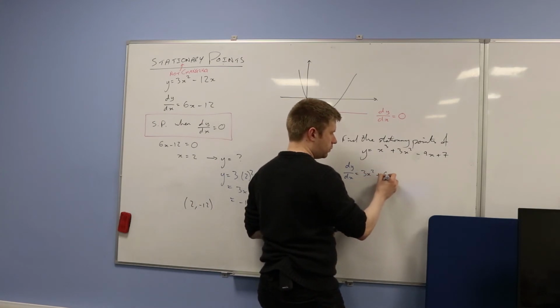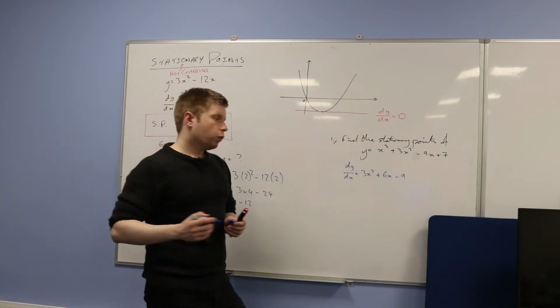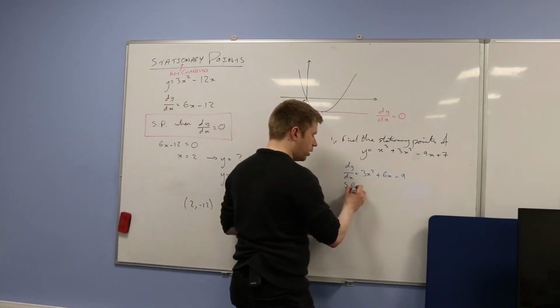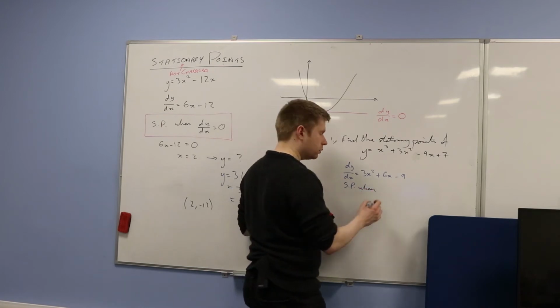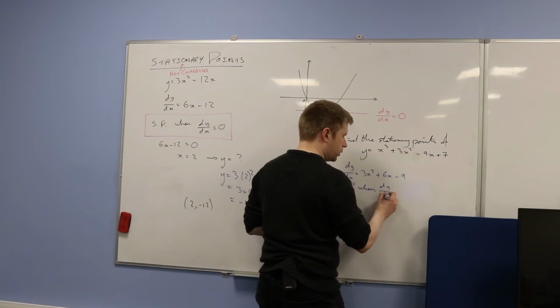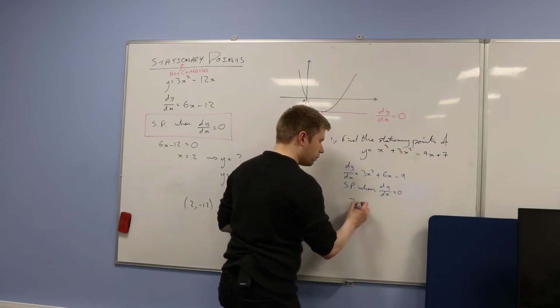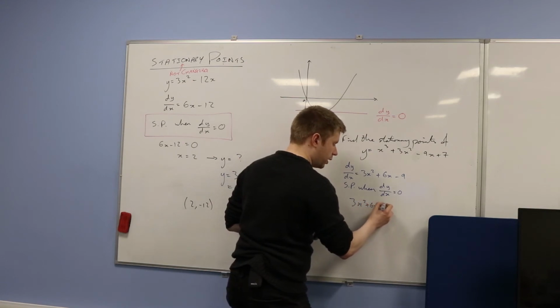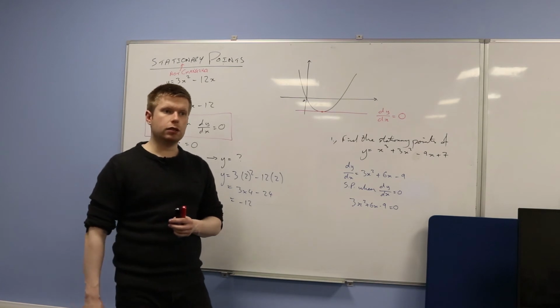3x squared plus 6x minus 9. Cool, excellent. Now, we know that a stationary point occurs when what? What condition is met? Equal gradient. Good, when the gradient is 0, the rate of change is 0. This is our rate of change, 3x squared plus 6x minus 9. So if we set that equal to 0, that's the equation we need to solve.